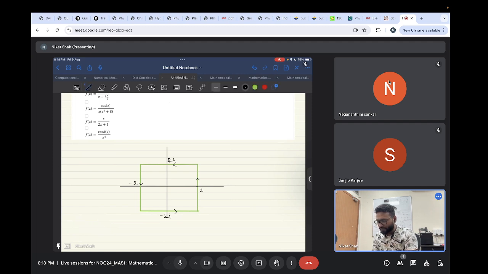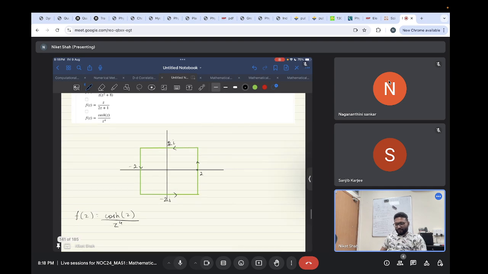Third question, z divided by 2z plus 1. That's also pretty much doable. Final question, the fourth one, f of z is equal to cos z divided by z raised to power 4. So for this, what do you do? z equal to 0 is the pole, and it's a fourth order pole.